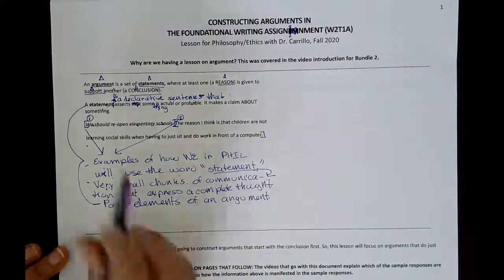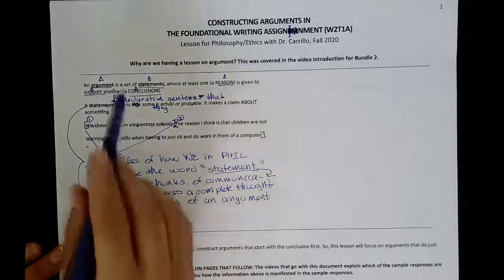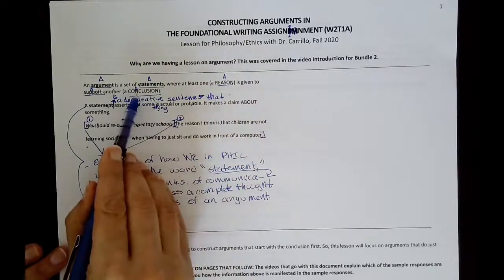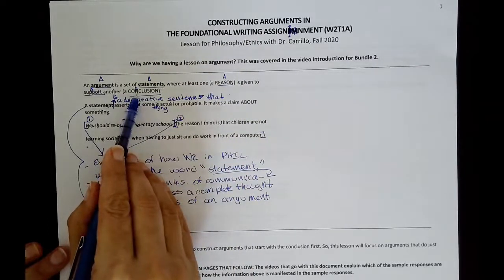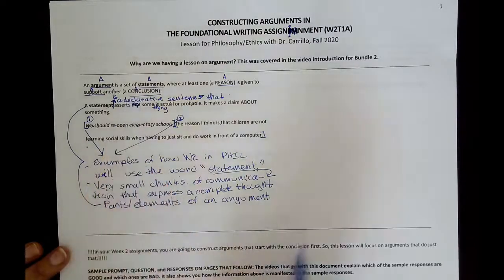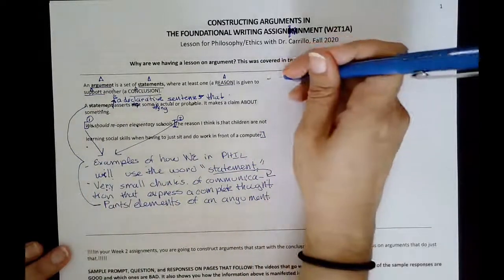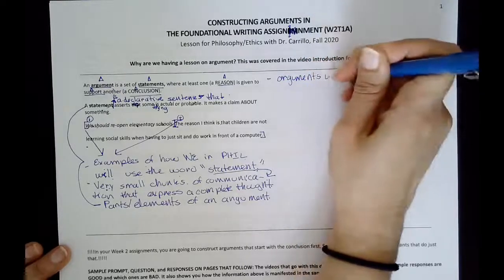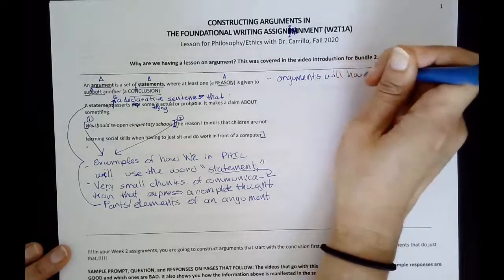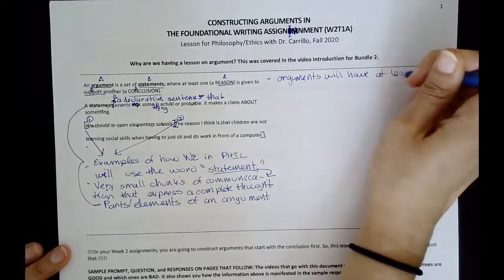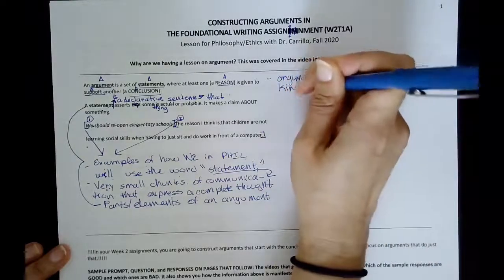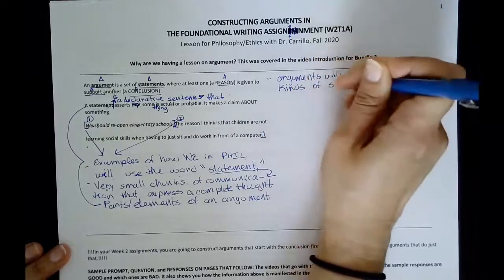Now, as you can see from our definition, an argument is a set of statements where there's at least one that functions as a reason and one that functions as a conclusion. That means there will always be at least two kinds of statement, okay? So arguments will have at least two kinds of statements.